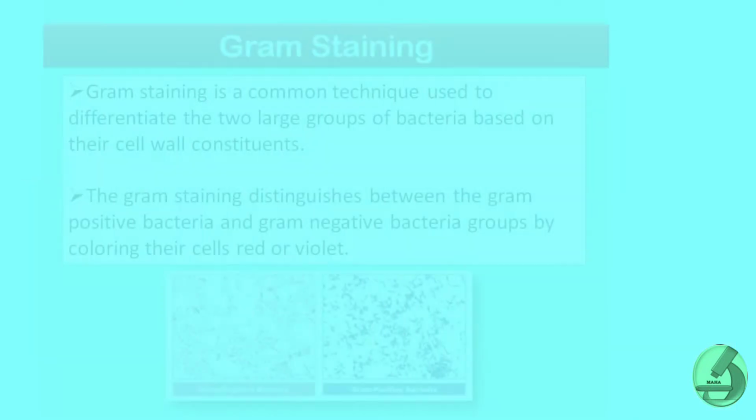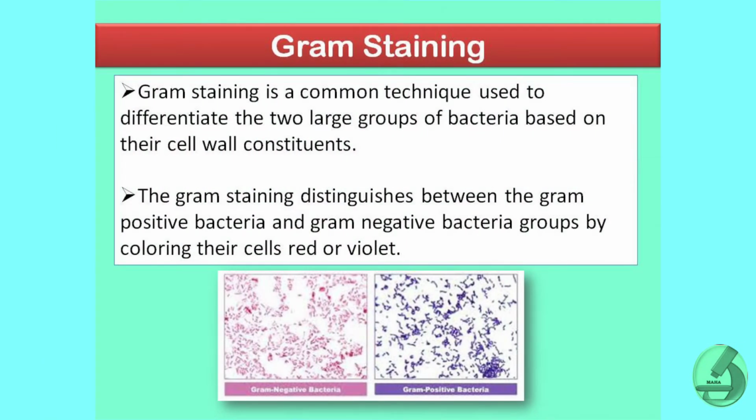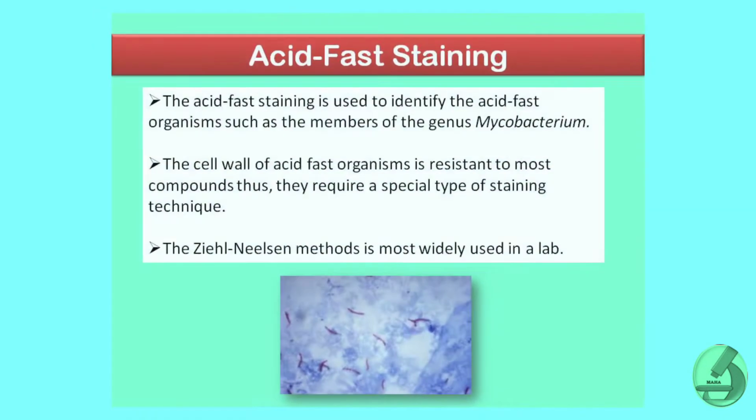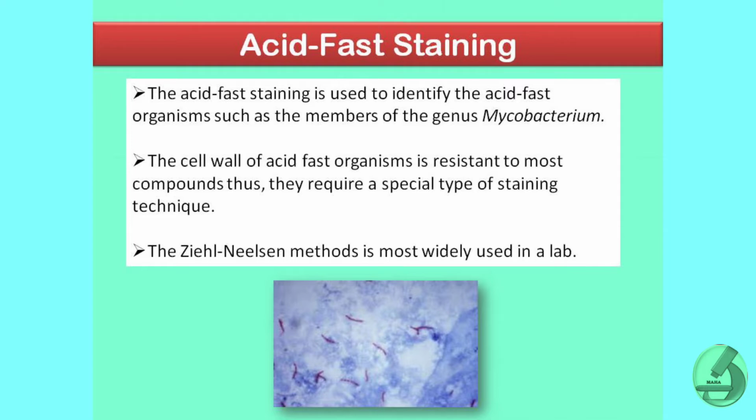Gram staining. Gram staining is a common technique used to differentiate the two large groups of bacteria based on their cell wall constituents. The Gram staining distinguishes between the Gram-positive bacteria and Gram-negative bacteria groups by coloring their cells red or violet. The acid-fast staining is used to identify the acid-fast organisms such as members of the genus Mycobacterium.